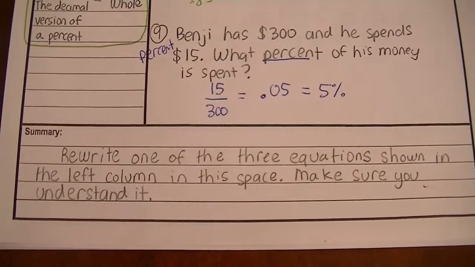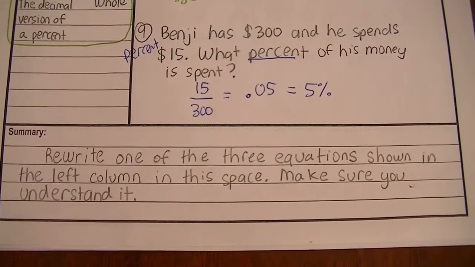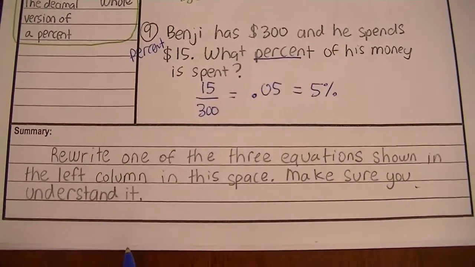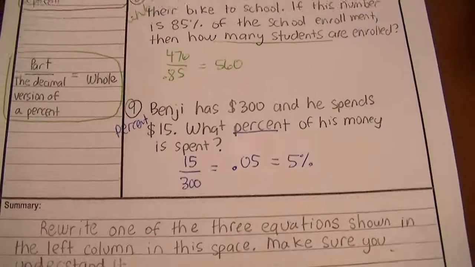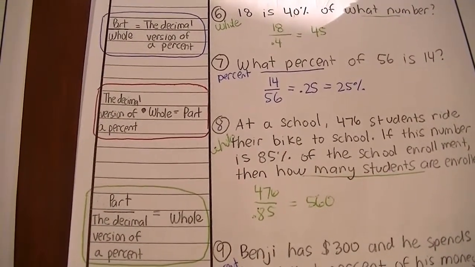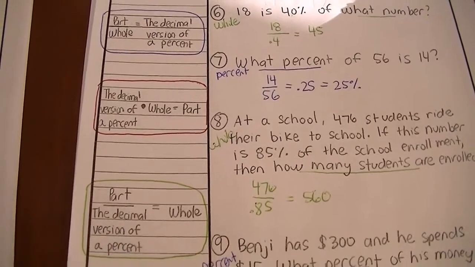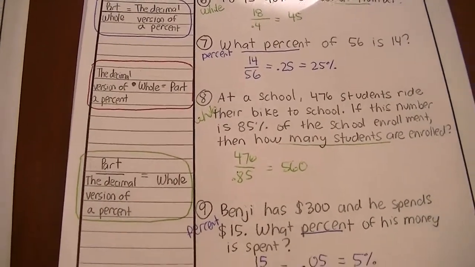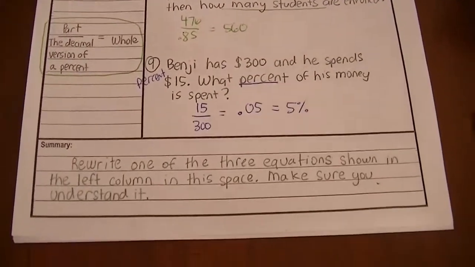Okay, I want you to rewrite one of the 3 equations shown in the left column in this space right here. Make sure you understand it. So this is where I want you to pick which one you are the most comfortable with in using to solve stuff, and that's the one I want you to write down right now, because I want you to get in the process of memorizing it.